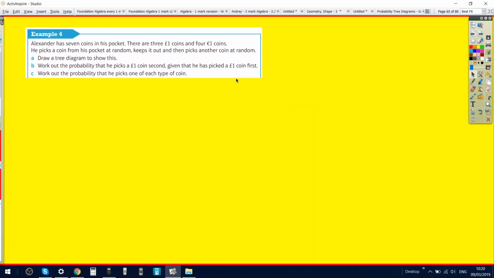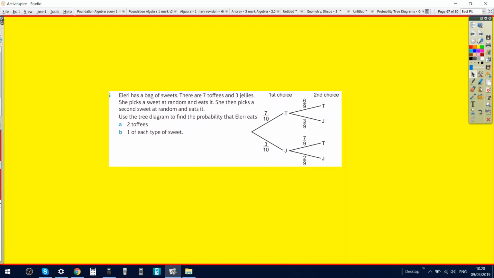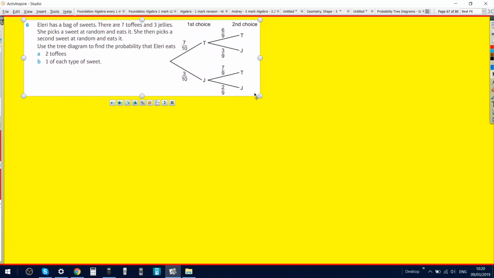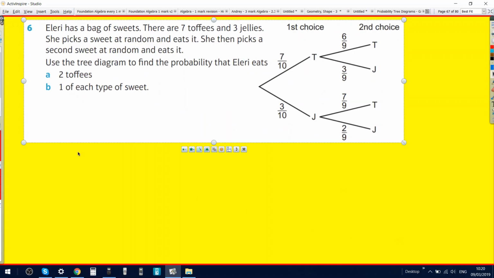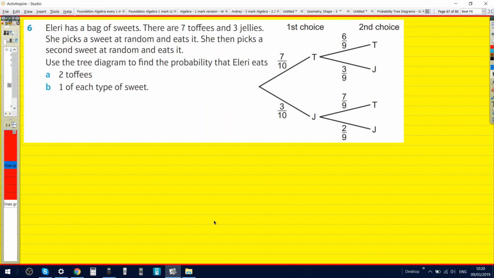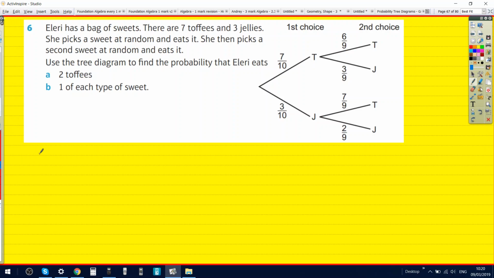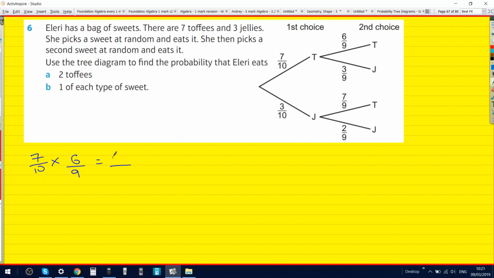Okay, let's see this one. Use the tree diagram to find out the probability that Larry eats 2 toffees. So would it be 2 toffees? So would you do 7/10 times 6/9? Yeah, so that would be 42 over 90.